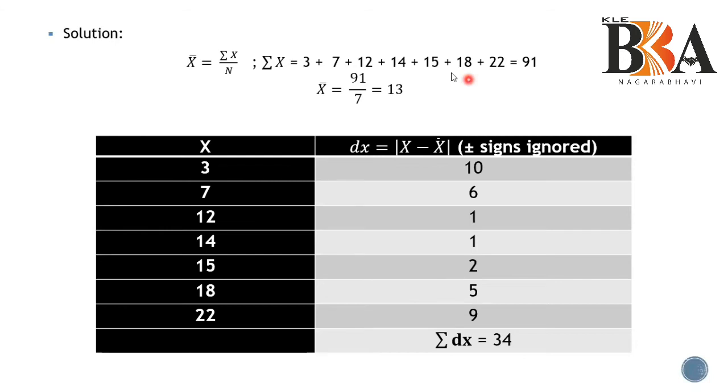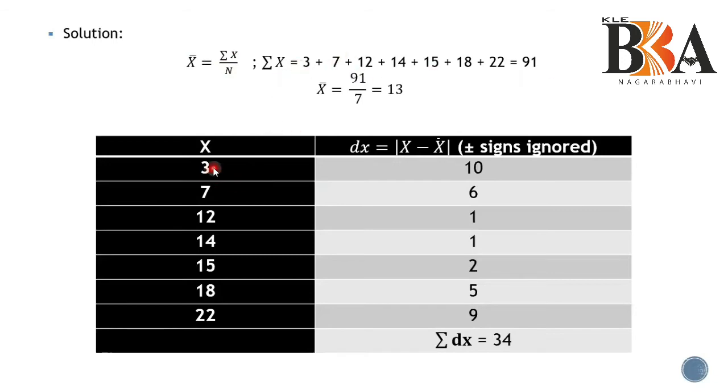For the solution, first you have to calculate the mean compulsorily. You have to find out the mean value, that is the x dash value, the arithmetic mean. So how to find it? That is sigma x divided by n. How to find sigma x? Very simple: the total of all the terms.